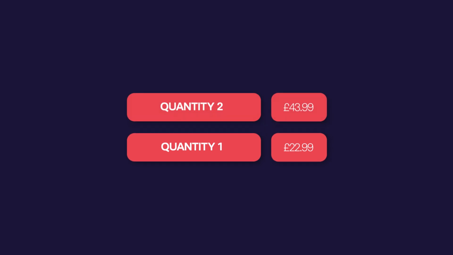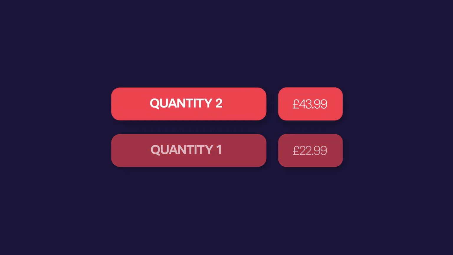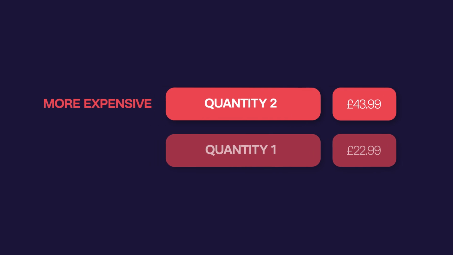App number 3, or I should say trick number 3, is adding an extra option to your current variants. So if you have 2 options, let's say one quantity or the quantity of 2, then the second quantity looks more expensive because you only have 2 options relative to each other. So it's either high price or low price.